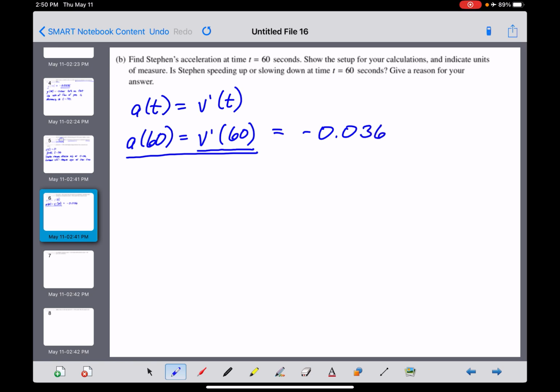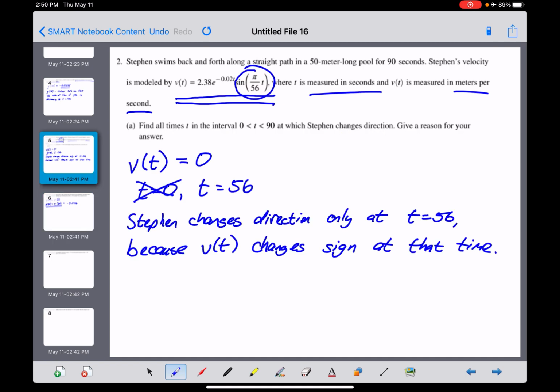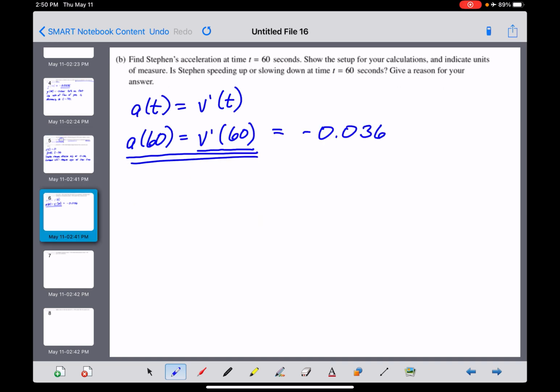Show the setup for your calculations, that's it right there, and indicate units of measure. Now, since velocity we said was measured in meters per second, the derivative of that is going to be meters per second and then per second. A lot of people prefer to write that as meters per second squared, and that's fine. They'd give you full credit for that unit as well.